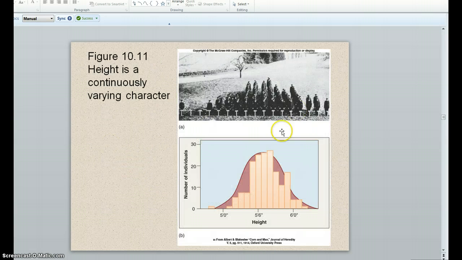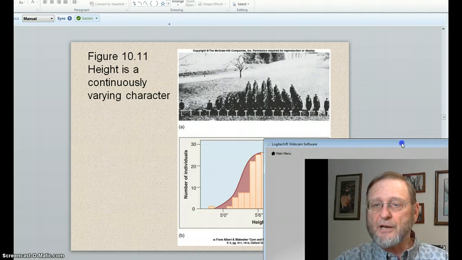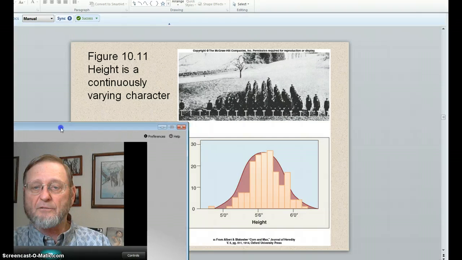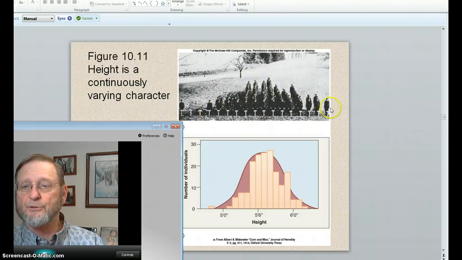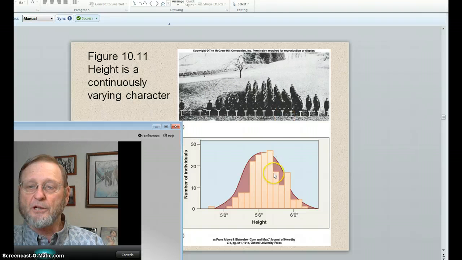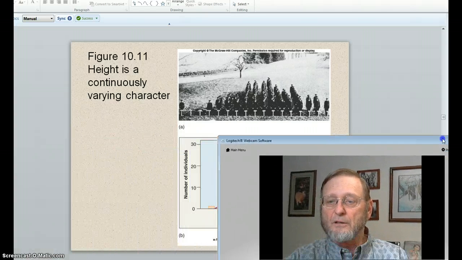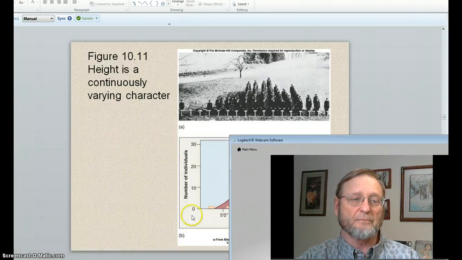We can represent them by looking at a bell graph like this, or a diagram. And here we have people being set up in this size category or height category just to demonstrate what we're talking about. And then we have the graphic below that shows that it's sort of a bell-shaped distribution. This is a continuous variable, and this is one that you can't do with a Punnett square.